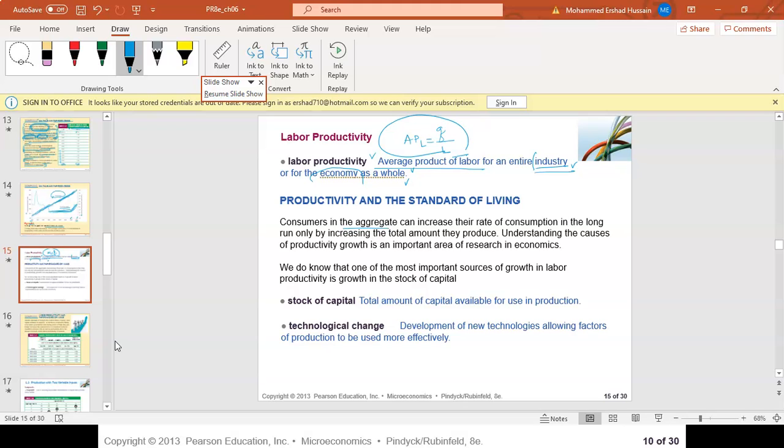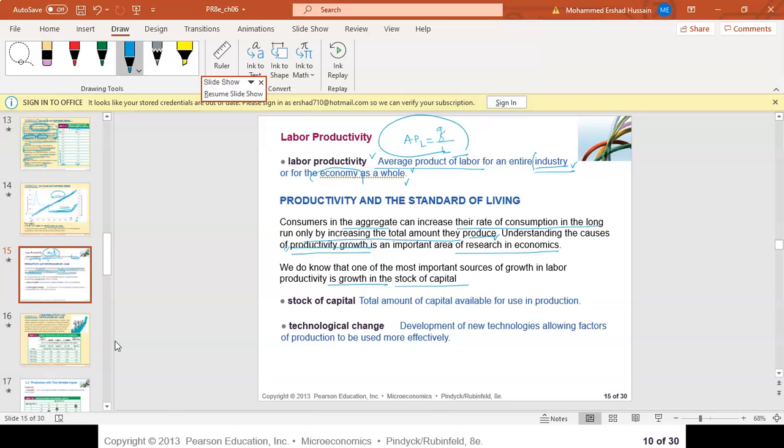Productivity and the standard of living. Consumers in the aggregate can increase their rate of consumption in the long run by increasing the total amount they produce. They produce more, then they can consume more, so the consumption amount increases. Understanding the causes of productivity growth is an important area of research in economics, because if consumption per capita can be increased, the welfare and standard of living of the people can increase.